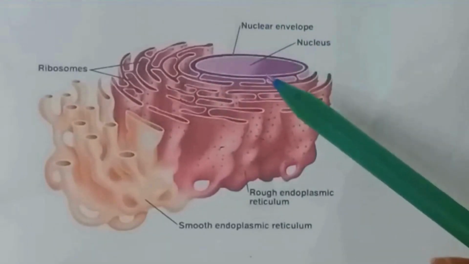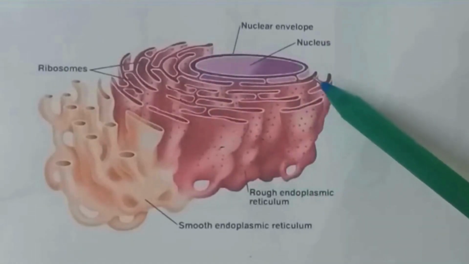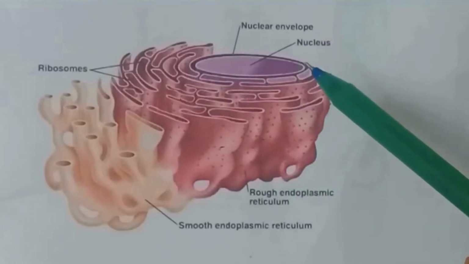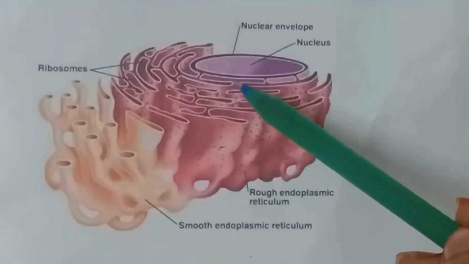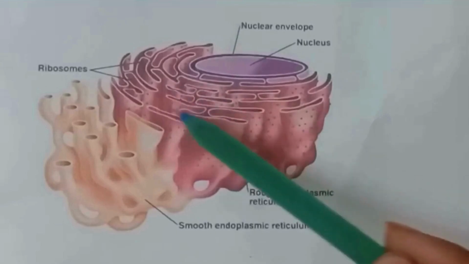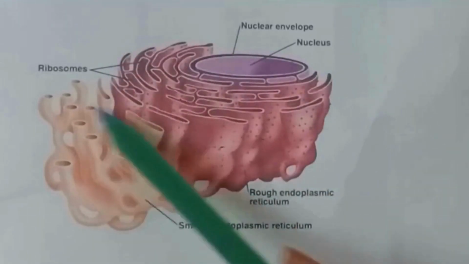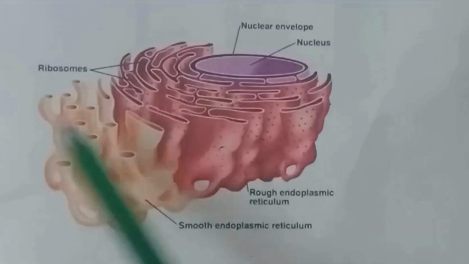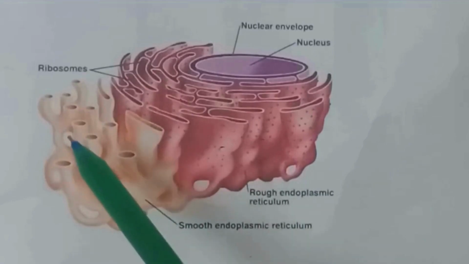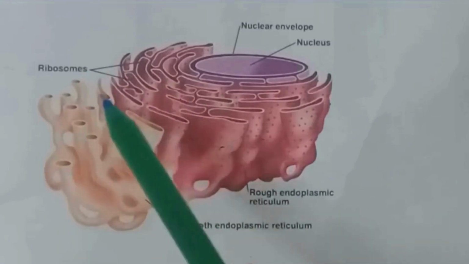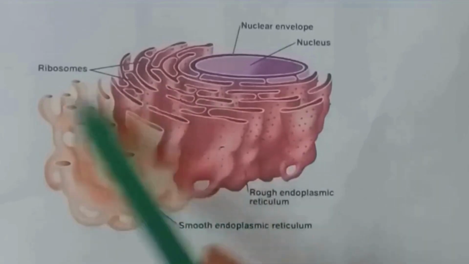Those that possess ribosomes on their surface are known as rough endoplasmic reticulum, which is involved in the synthesis of proteins, and the rough endoplasmic reticulum is continuous with the outer membrane of the nucleus. Coming to the smooth endoplasmic reticulum, it does not contain any ribosomes on its surface, and it is involved in the synthesis of lipids, including lipid-like steroid hormones.